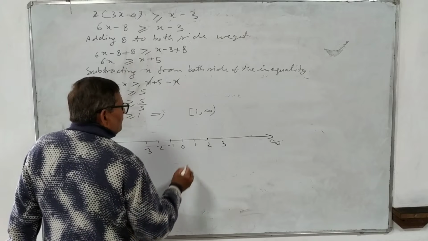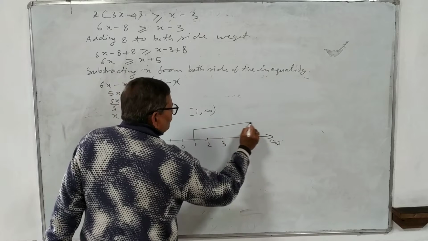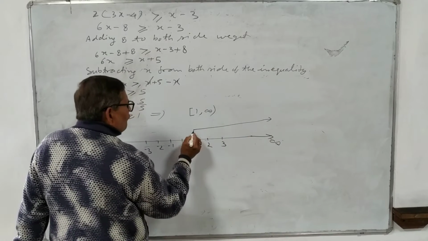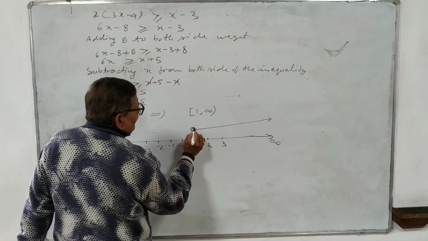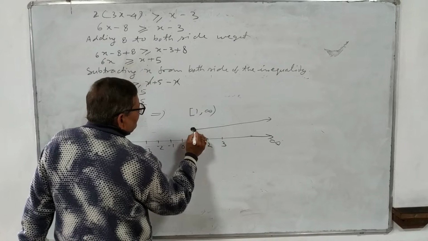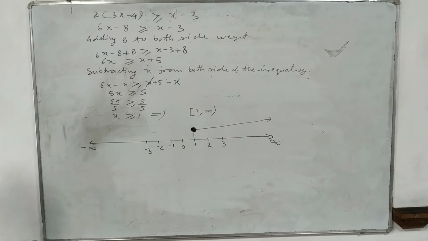And here your solution is taken from 1 to infinity, and 1 is included in this interval. So you make a small circle and fill it, because this 1 is present in the solution set of the inequality. So this is 1 to infinity. Now next question.